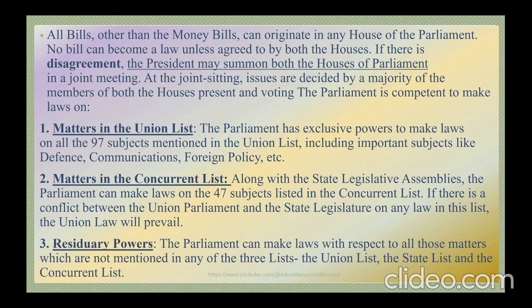The union list, which is also called the central list, has subjects like defense, communication, foreign policy, railway, etc. The concurrent list is where both the state legislative assembly and the union legislative assembly share the power. Here, the parliament can make laws on 47 subjects listed in the concurrent list. If there is a conflict between the union parliament and the state legislature on any law in this list, the union law will prevail. It means the union law will be final.